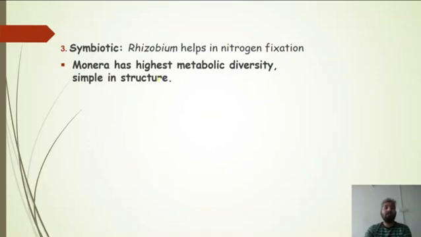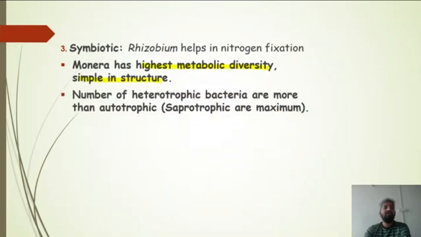Again, the same line from NCERT: Monera has the highest metabolic diversity, but they are simple in structure. So we have seen so much metabolic diversity with respect to nutrition, and that is why they have the highest metabolic diversity, but still a very simple structure. Membrane-bound organelles are absent. Ribosomes are not of a more advanced type. Nucleus is absent. So the structure is simple, but the highest metabolic activities are seen. The number of heterotrophic bacteria is more than that of autotrophic, and saprophytic bacteria are more among the heterotrophic bacteria.